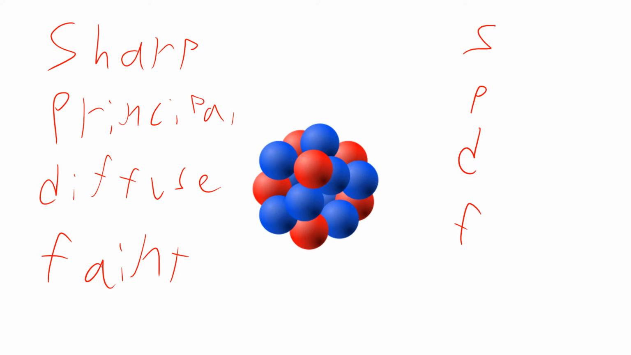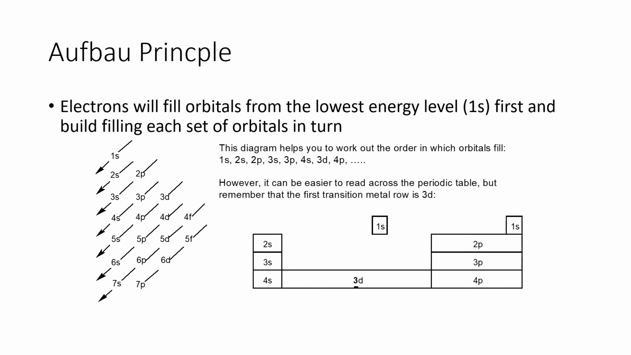The S shell has 1 orbital. The P has 3. The D has 5. And the F has 7. We don't really deal with F orbitals at level 3, but it does have 7 orbitals in it. Okay, so those don't fill up in the order you might think. They fill in an order which we can see here.